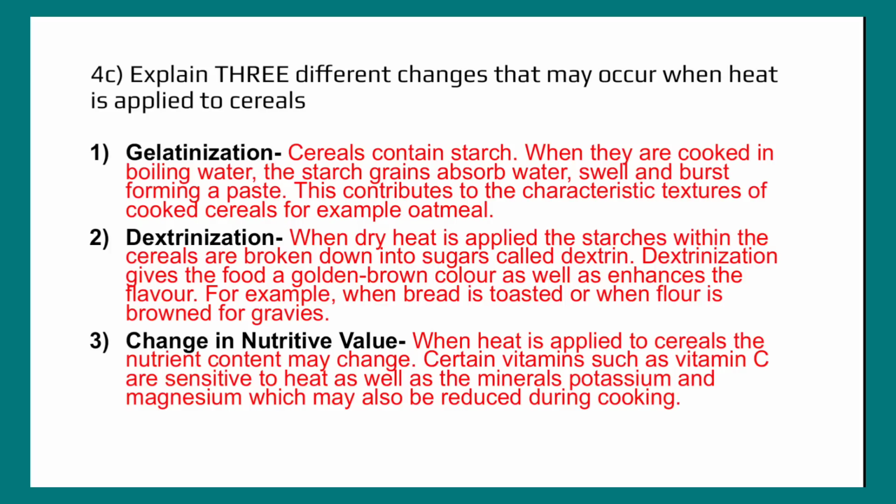The second one is dextrinization, and it goes on to say that when dry heat is applied, the starches within the cereals are broken down into sugars called dextrin. This process gives the food a golden brown color, as well as it enhances the flavor. For example, when bread is toasted or when flour is browned for gravies.